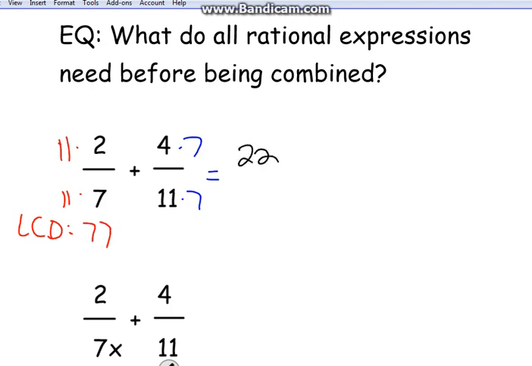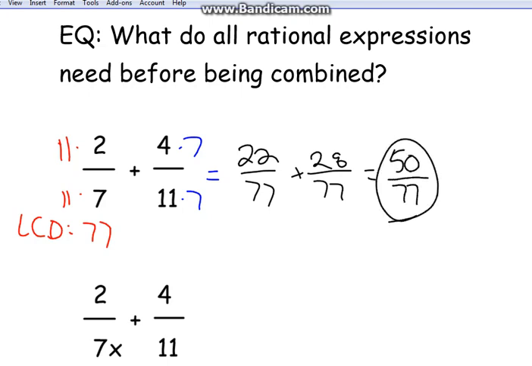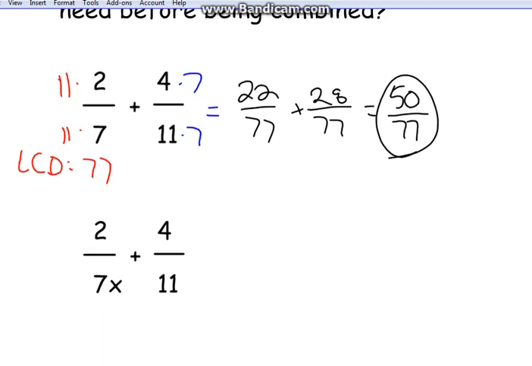We have 22 over 77 plus 28 over 77. We simplify by adding 22 plus 28. We get 50 over 77. Easy peasy, right? Won't even reduce. There's no common factors between those. So let's take a look at the next one.